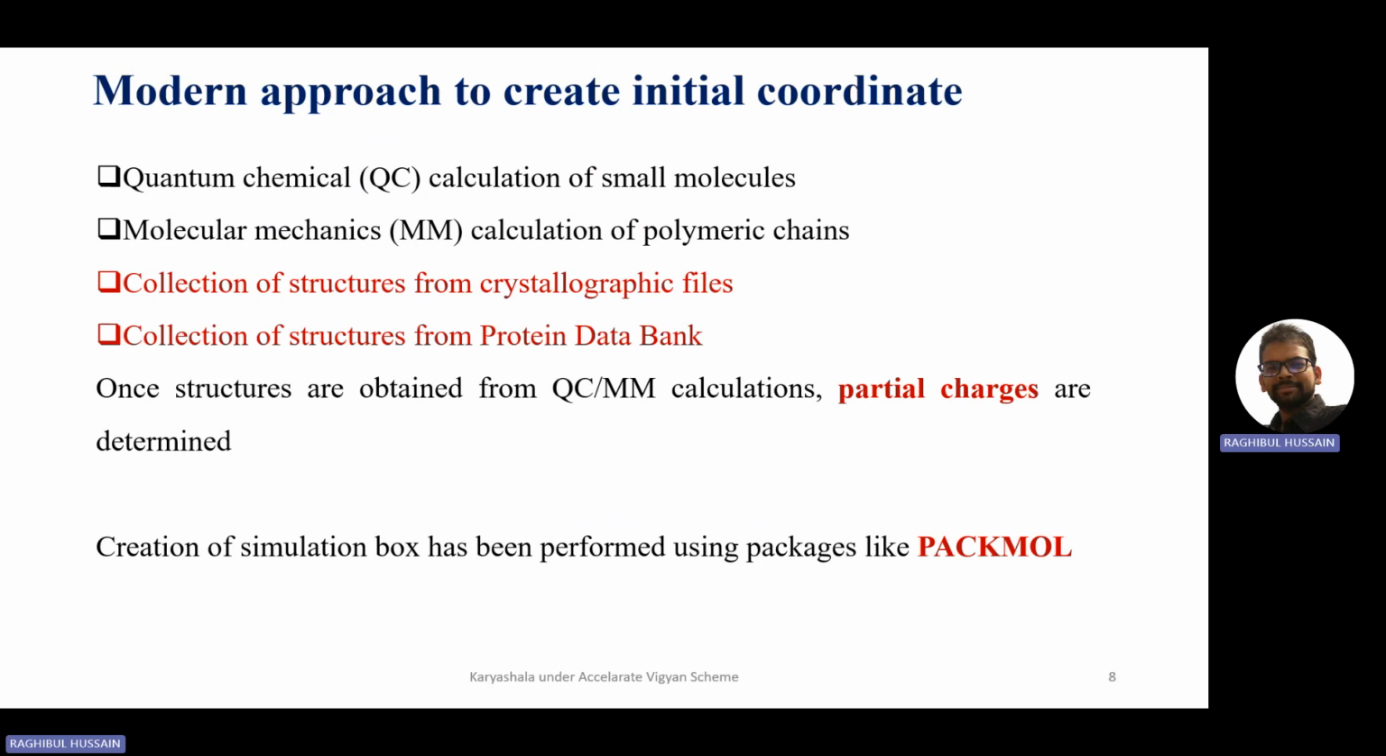Now, if I want to do the calculation of hexane, what will it do? It will check its library: what are the properties of CH3 and what are the properties of CH2? Based on the number of CH2 and the number of CH3, it will just plug them in and give you the optimized unit. So for very long polymeric chains, we do that. In some cases, there is also the collection of structures from crystallographic files. That is generally applicable for which type of structure?